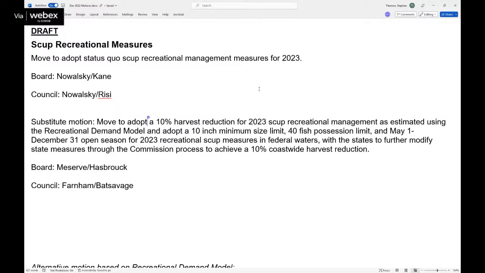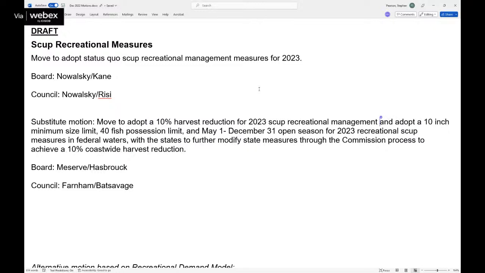Okay, so let's go ahead, and I appreciate that, John. So move to adopt a 10% harvest reduction. We'll remove the language on the model. Okay, so we have a friendly amended motion at this time. I'm going to go to Adam and then Nicola. Is your hand up for a comment? Okay, go ahead, Adam.